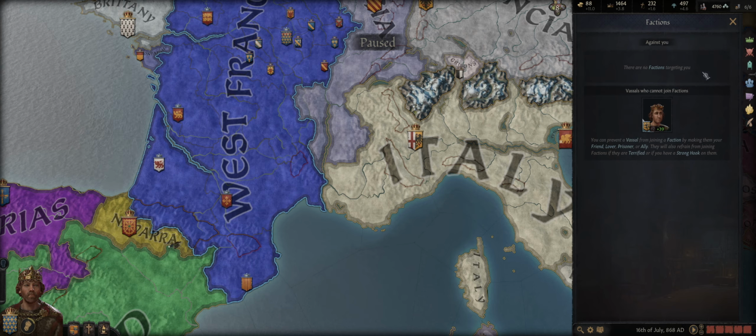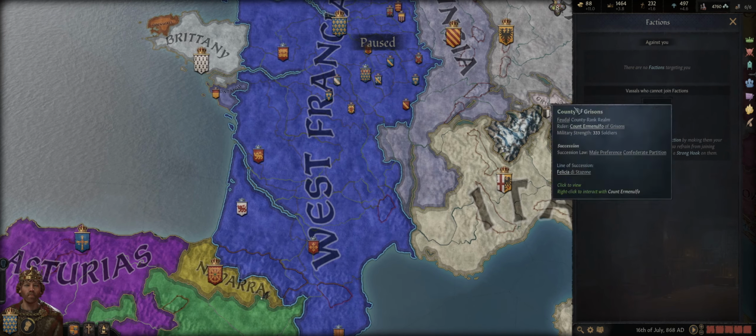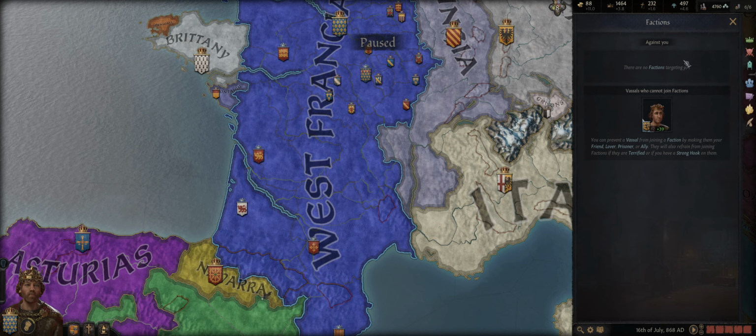If you have enough disgruntled vassals, they might try to make you abdicate to your next heir. They might try to take the county themselves. They might try to claim the kingdom for another claimant. In general, this list of factions here is sort of an expression of characters' dissatisfaction with your rule. So you want to avoid having factions.